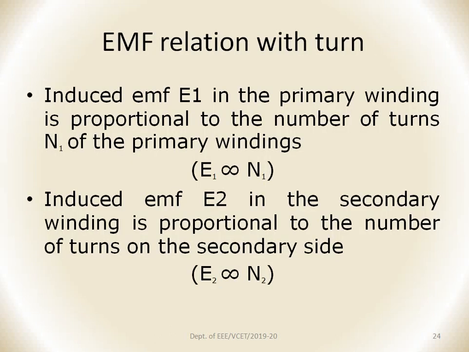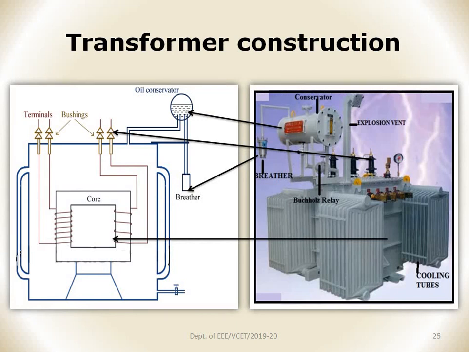That relation is what I have highlighted here. E1 is directly proportional to N1, and E2 is directly proportional to N2. This direct proportionality says that by increasing or decreasing the number of turns, naturally the EMF will be increased or decreased.